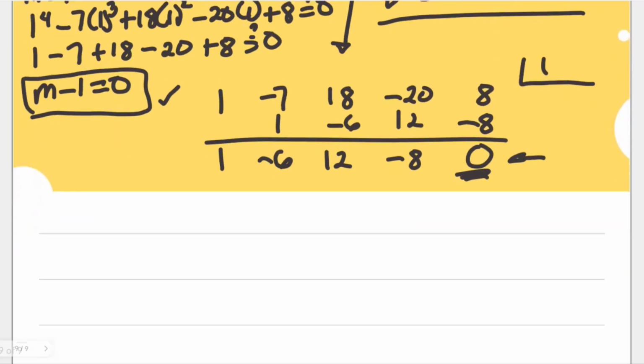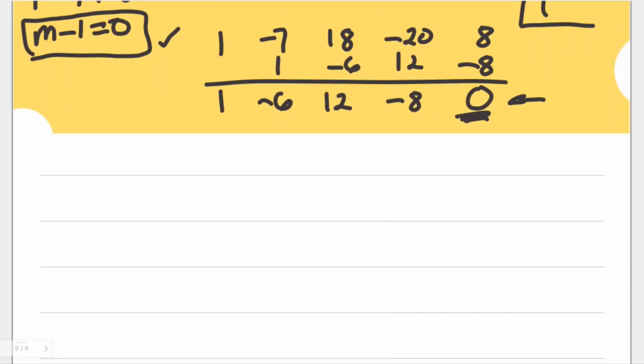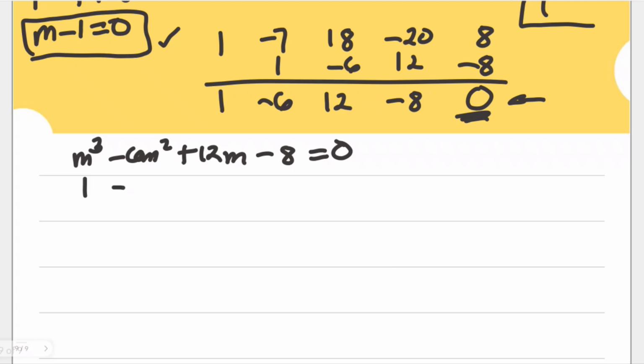Once we are done with this synthetic division, you can have your cubic equation m cubed minus 6m squared plus 12m minus 8 is equal to 0. Then we repeat the process. You can use the rational root theorem together with the factor theorem, of course, or think of other numbers. If we use 1 here, we have 1 cubed minus 6 times 1 squared plus 12 times 1 minus 8. Of course, this is an odd number.